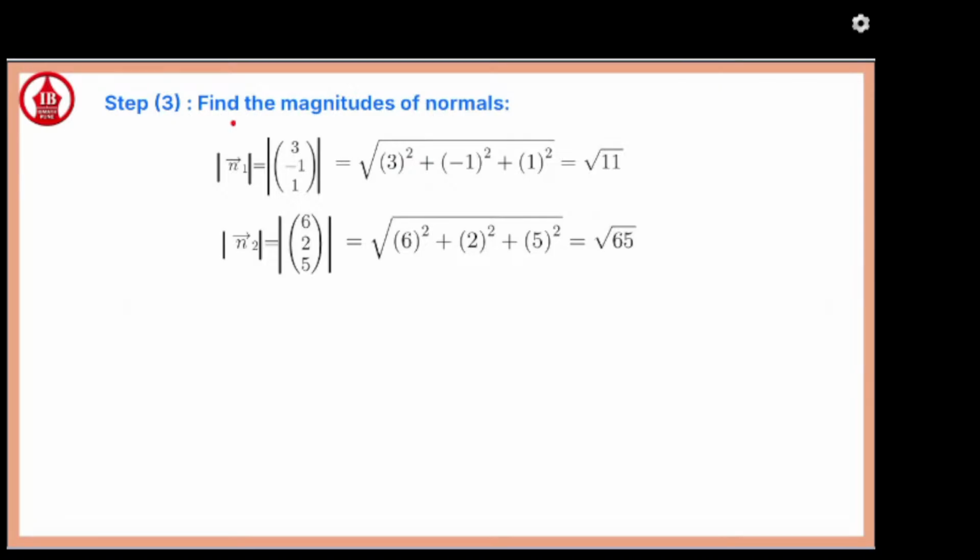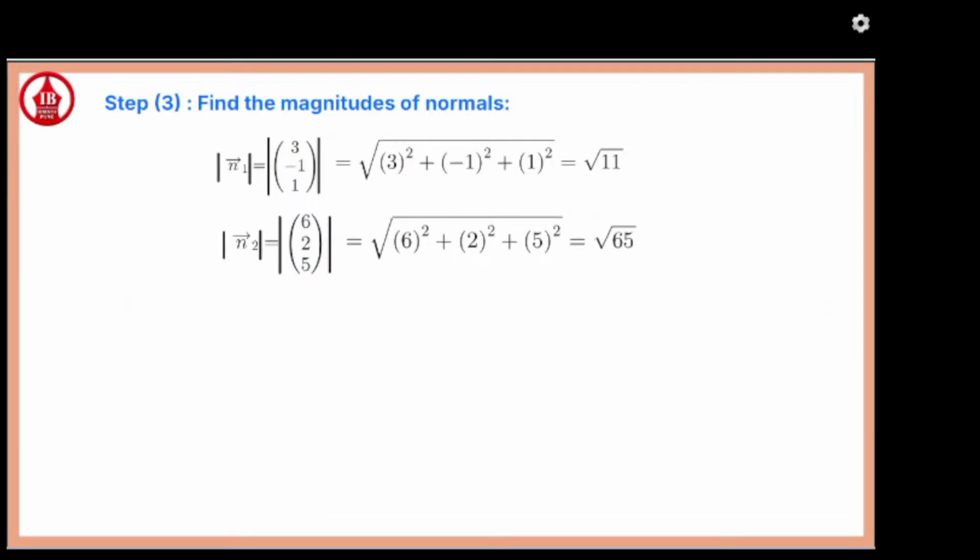Next, step 3: find the magnitude of the normals. The first normal vector n1 is (3, -1, 1), so its magnitude is the square root of the sum of each component squared: 3 squared plus minus 1 squared plus 1 squared, which is square root of 11. Then the magnitude of the normal vector n2 is 6 squared plus 2 squared plus 5 squared, which is square root of 65.